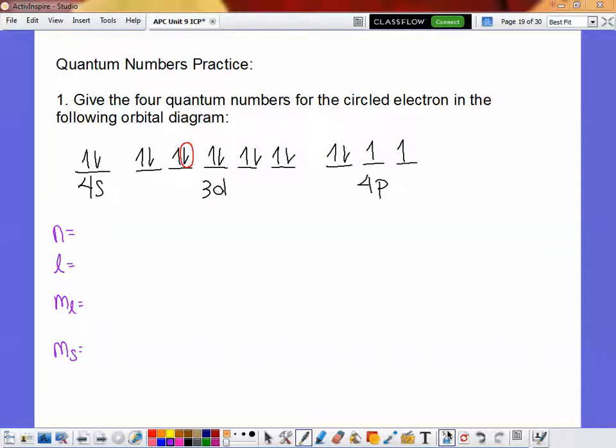Okay, so let's start with N. What energy level is that circled electron in? It's in the 3rd energy level. Okay. What is its L? 2, because it's in the D sublevel, L is 2.